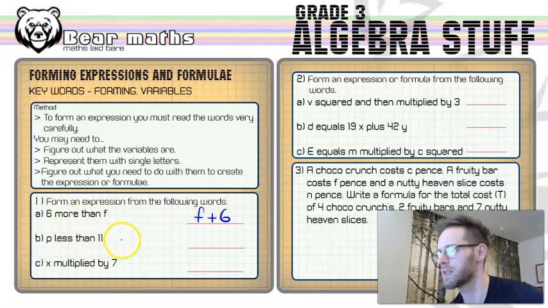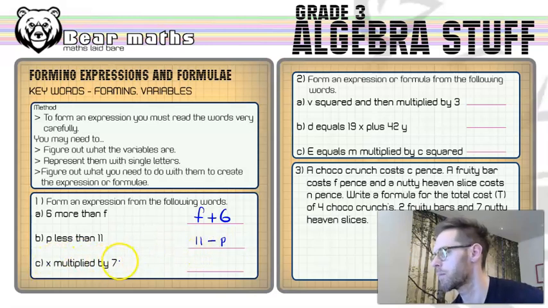This one's very slightly different. P less than 11. So something less than something. 11 is the starting point, and then P less than it. So we're going to go minus P. 11 take away P is P less than 11. I hope that again makes sense. Tricky to get your head around.